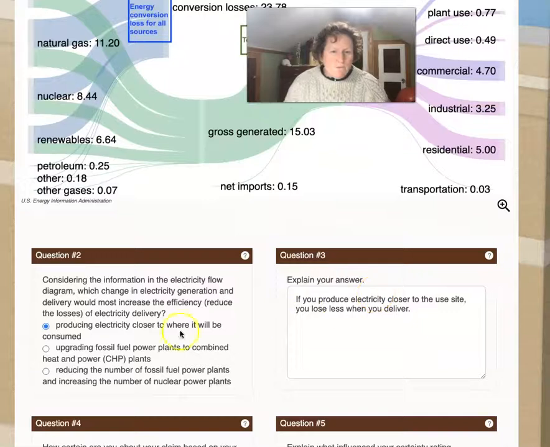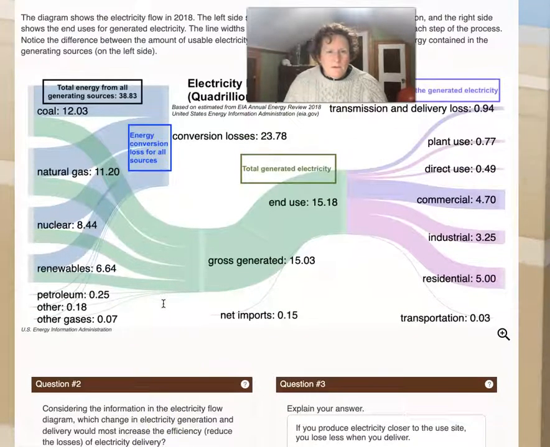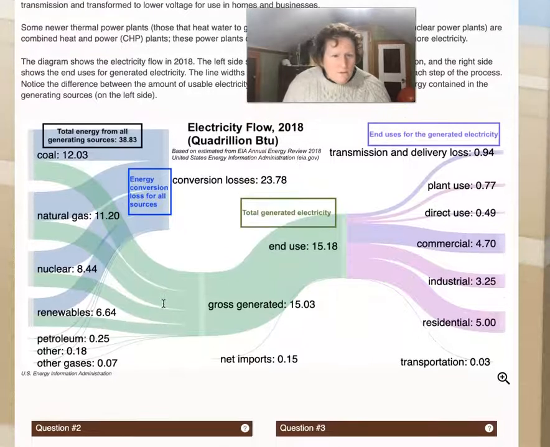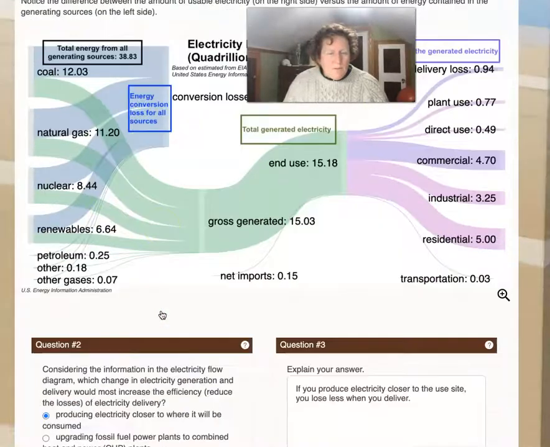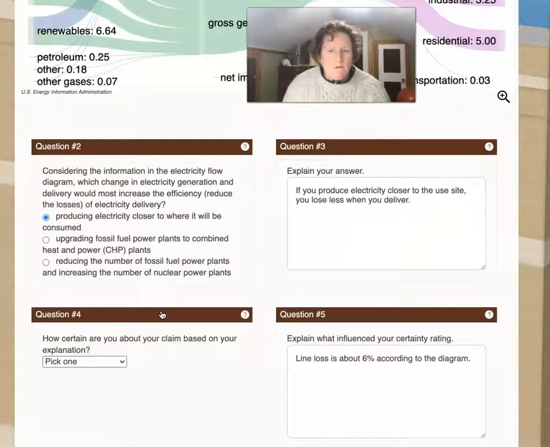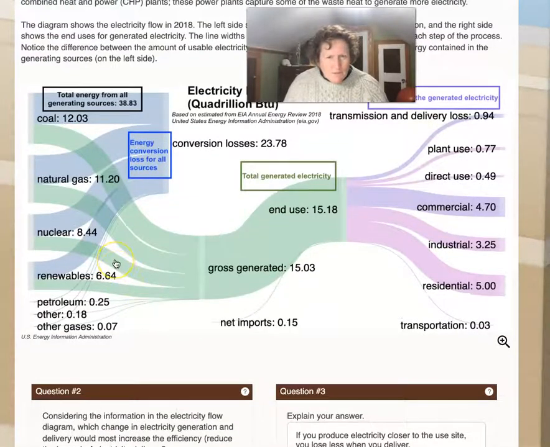If you want to solve a problem with efficiency in converting the fuel to heat and that heat to electricity by producing steam and spinning a turbine, then your best bet is to upgrade your power plants. It looks like here that nuclear is a little bit better, a little bit more efficient, but I don't know. I can't really get that from the diagram here.